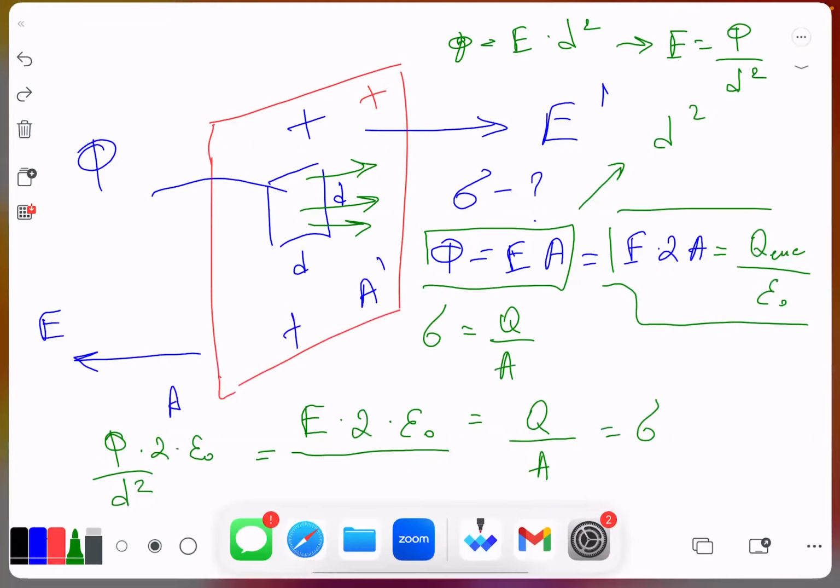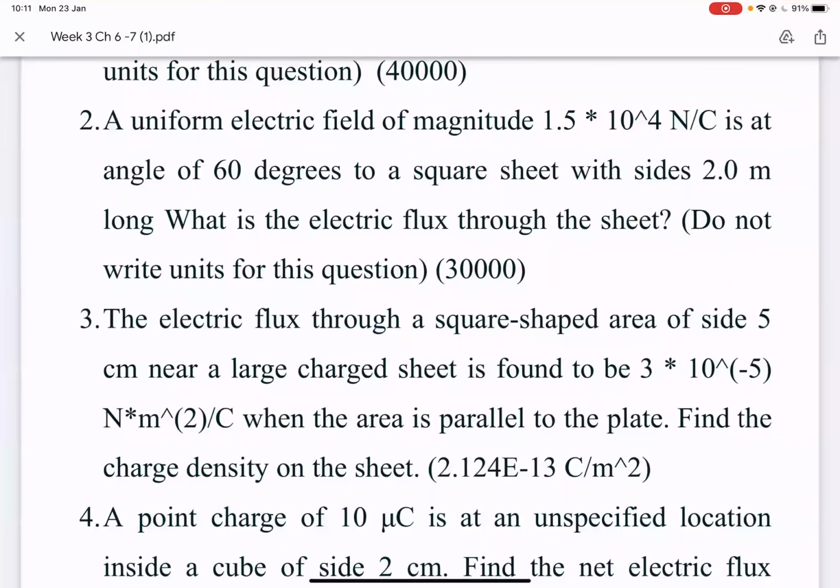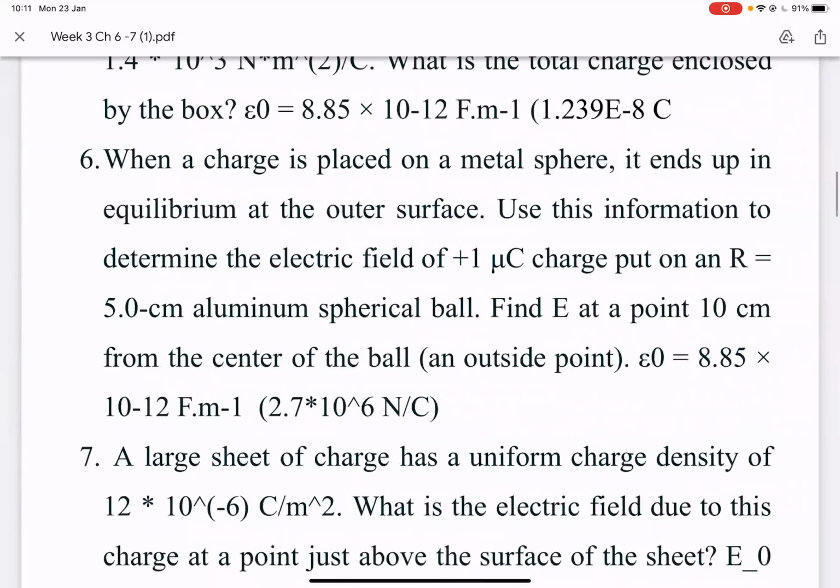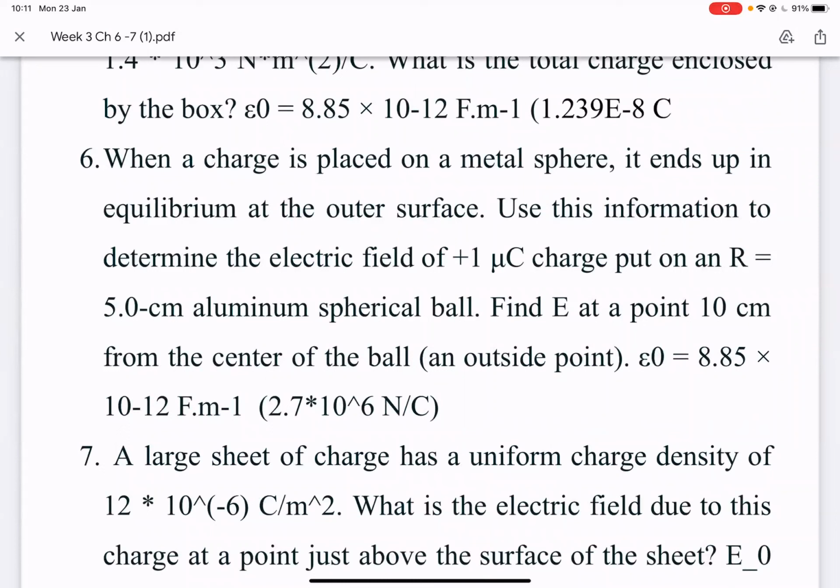Next question will be problem number 6. Read it, try to understand the question.